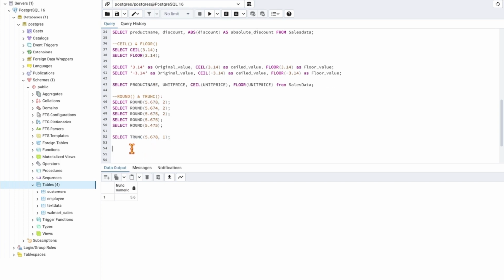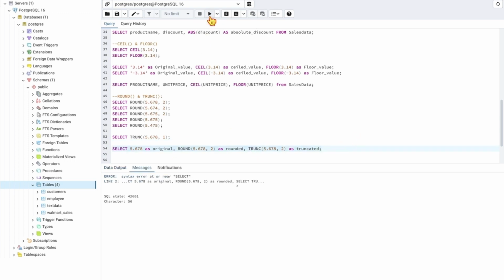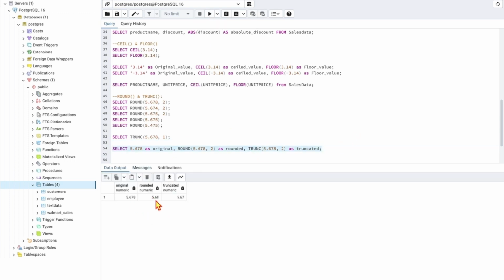To show you in one single query, I wanted to put 5.678 as original, this as rounded, this as truncated. Let's execute this. See, 5.678, with round function 5.68, with truncate function 5.67. That is the difference between both round and trunc functions.